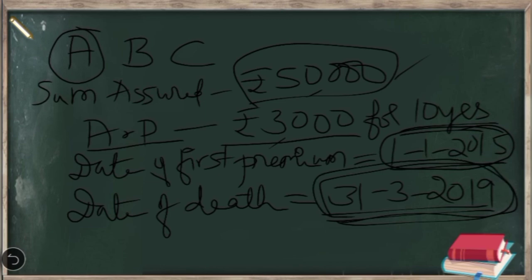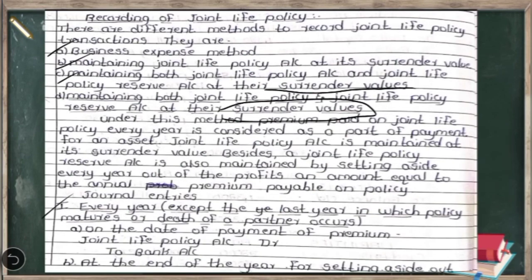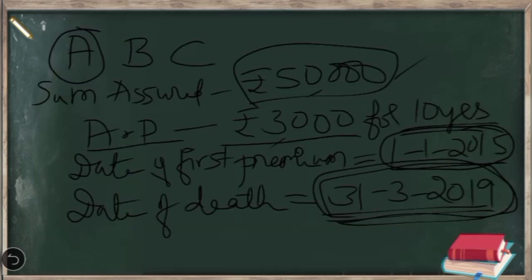Okay, so now first set of entries have to be passed in every year except the last year in which policy matures. So for 2015, 2016, 2017, 2018, we have to pass first set of entries. In the year 2019, that is the last year in which policy has matured because of death of A, so we are not going to pass first set of entries. So we are going to pass first set of entries only in the year 2015, 2016, 2017 and 2018.